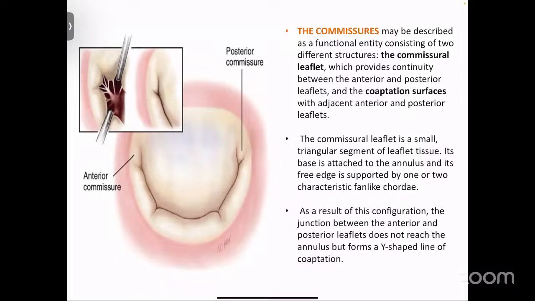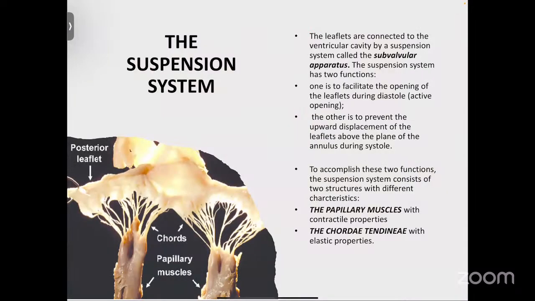The commissural leaflet is small, triangular in shape, and its base is attached to the annulus, and its free edge is supported by one or two chordae that have a fan-like shape. As a result of this configuration, the junction between the anterior and the posterior leaflet does not reach the annulus, but rather forms a Y-shaped line of coaptation.